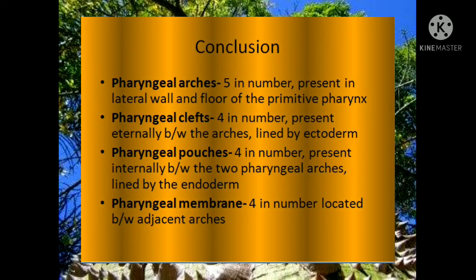While concluding this session, we have to know about the pharyngeal arches. They are five in number and present in the lateral wall and the floor of the primitive pharynx. The pharyngeal clefts are four in number and present externally between the arches, lined by ectoderm. Then the pharyngeal pouches are four in number and present internally between the two pharyngeal arches, lined by endoderm. And finally, the pharyngeal membranes are four in number and are located between the adjacent arches.